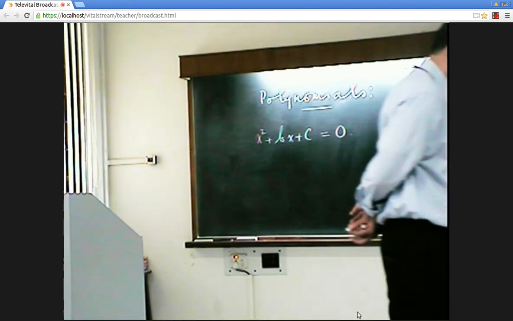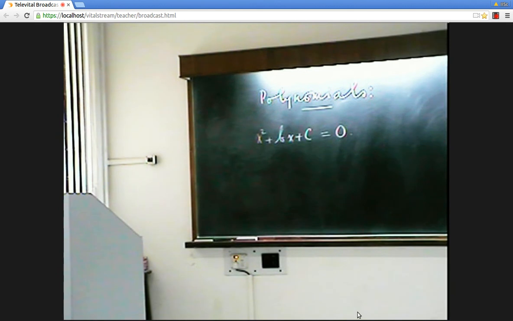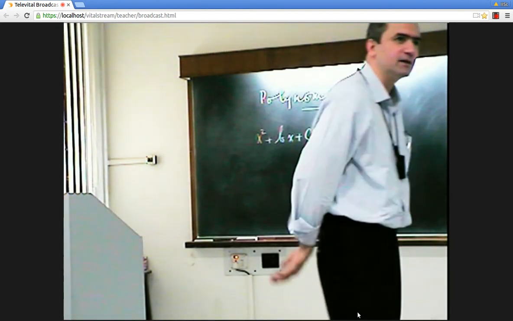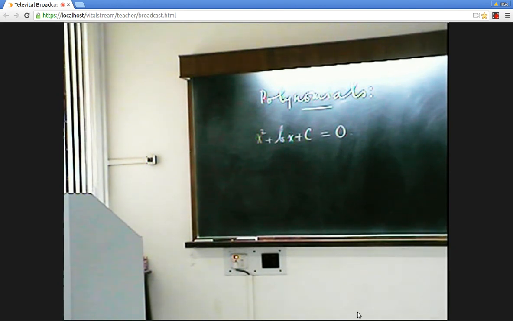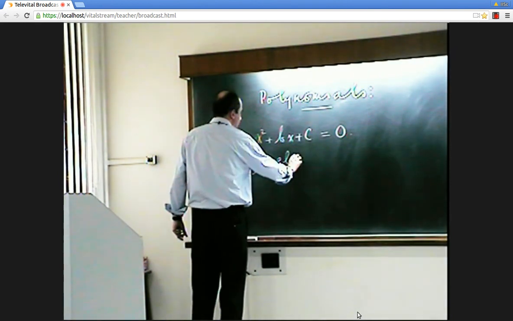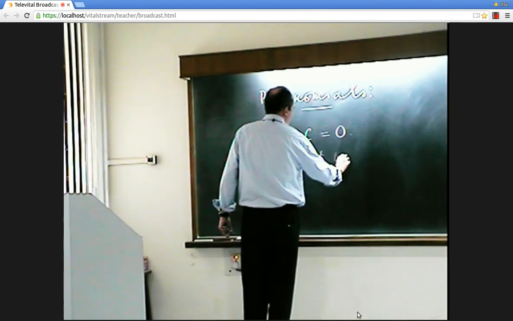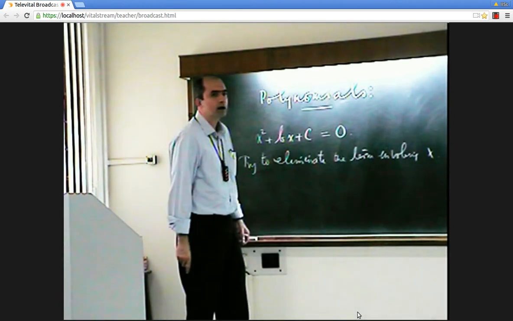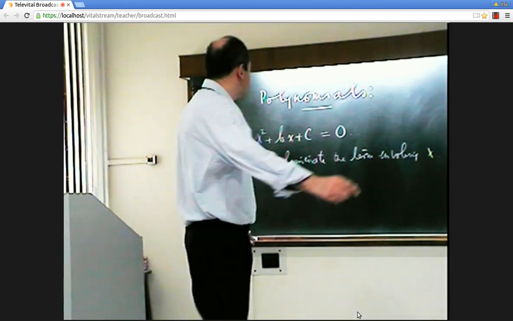So, if you have a quadratic equation of this form, and supposing that b was equal to 0, that means you didn't have a linear term, then your quadratic would simply be x squared plus c, in which case there is no difficulty in solving this. The roots are simply the square root of plus minus c. So this is the approach that I'm going to emphasize today. Let us try to eliminate the linear term involving x.